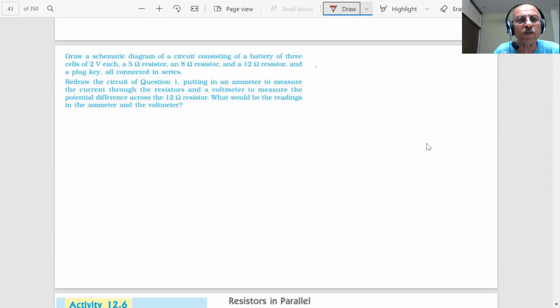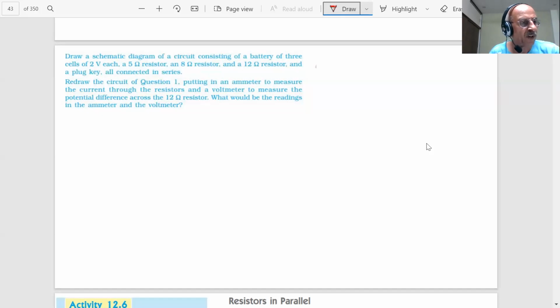Another question is coming, student. Draw a schematic diagram of a circuit consisting of a battery of 3 cells of 2 volt each, a 5 ohm resistor, an 8 ohm resistor, and a 12 ohm resistor, and a plug key, all connected in series, students.